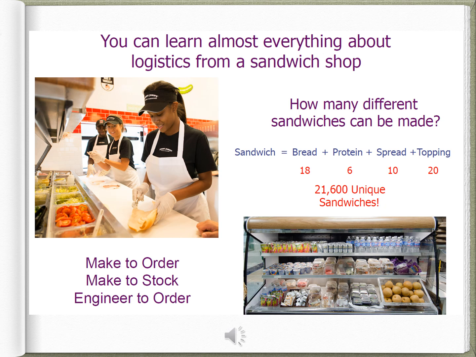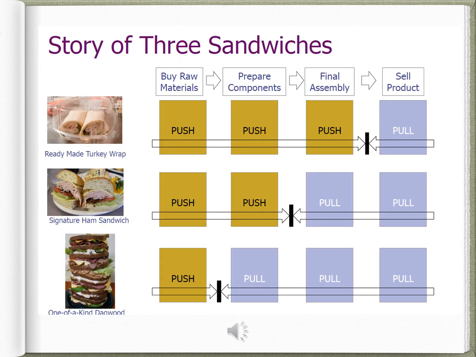But other products like juice or yogurts are already made to stock, while other special products are made just when requested, i.e., engineered to order. Similarly, 3 sandwiches with different stories. The first one, the turkey wrap, is a product with high demand, so the raw materials are bought, components are prepared, and the final assembly is made ahead of time. Thus, when the customer buys it, they are pulling the process.